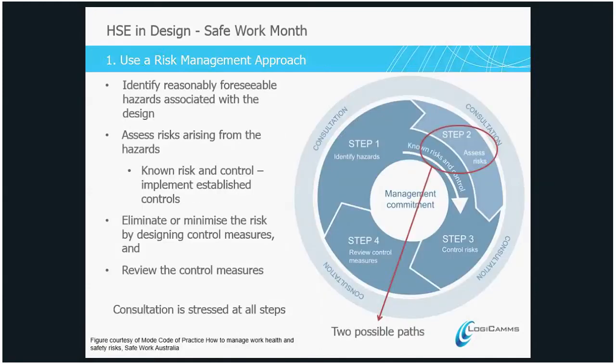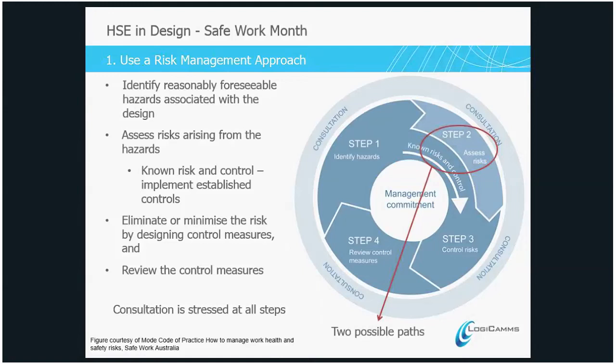Okay, if you look at the first element, using a risk management approach. Basically this is in 4 steps, and this is available from the Codes of Practice. And what we're trying to do here is, firstly, for any design we do, identify the reasonably foreseeable hazards associated with the design.